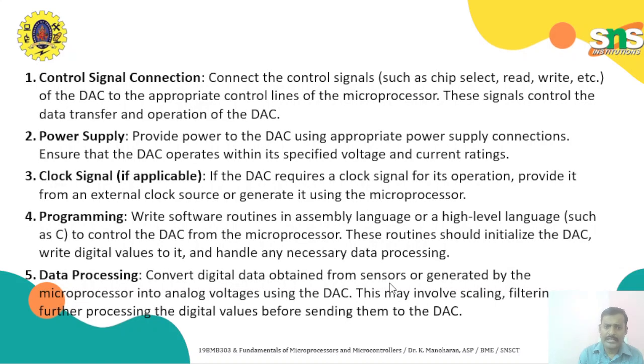Control signal connections: control signals like the read signal and write signal from the microprocessor should be connected to the DAC. Power supply: to operate the chip, we need the power supply, that is 5 volts and ground, that will be connected. Clock signal, if required, will be connected from the microprocessor to the DAC unit. Programming: we can use a high level language like C, or an assembly language, to program the microprocessor to send the values to the DAC ports. Data processing: the digital output will be converted into analog, and that will be given to the output of the device. Thank you.